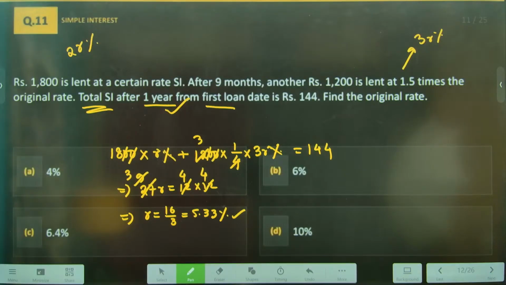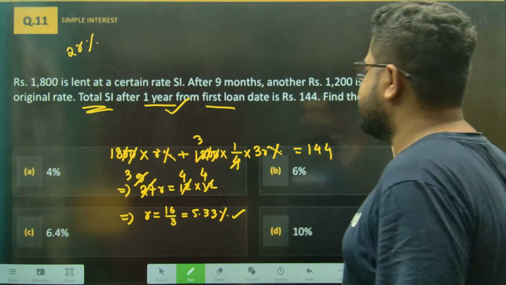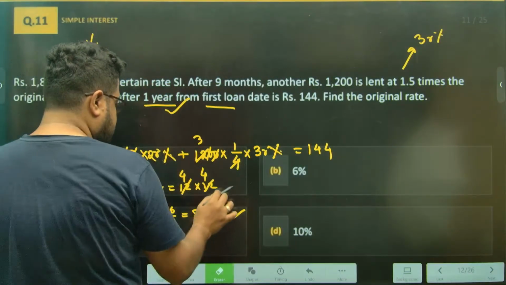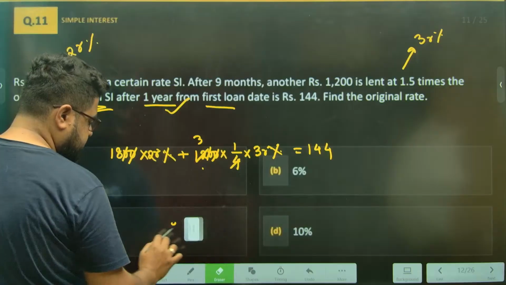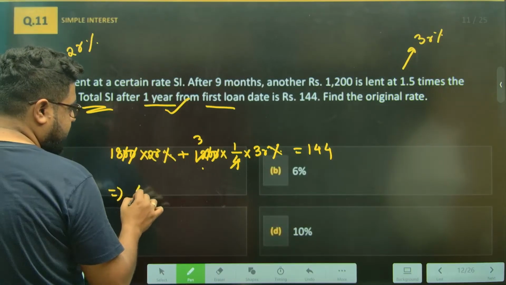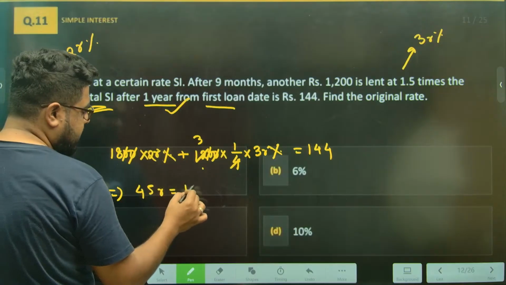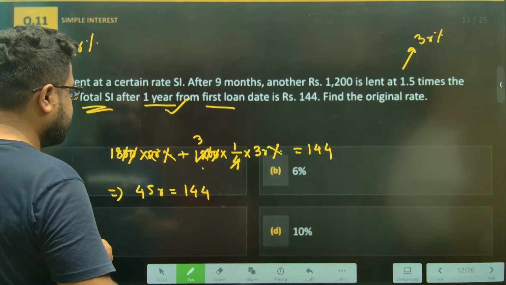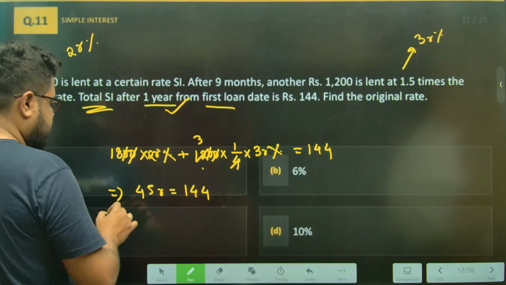But still, this is your correct answer. Clear, everyone? 1800 for 1 year and 1200 rupees for the other, the rate of interest is more. Wait, one second. I had taken 2R here. Wait, let me do the calculations. This will be 36 plus 9, 45R. Still, I'll not get 2R%.